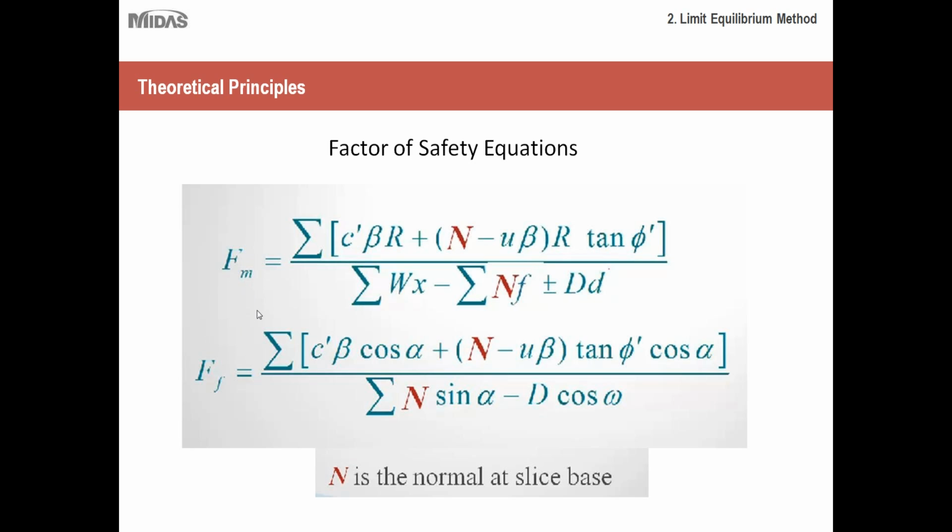But the main thing to remember about these equations is that they've been derived to use the forces that were calculated in the previous slide to generate your factor of safety. Another important thing is that the normal force at the slice base is both in the denominator and the numerator. So back when engineers were doing these by hand, it was very important for them to get that value correct.